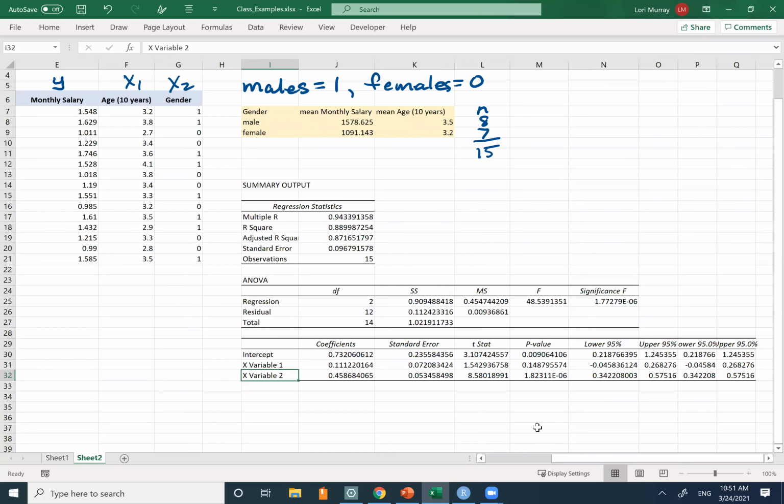Remember the scientific notation, right? Remember that e to the negative 6. That means multiply the number before it times 10 to the negative 6. Okay, so that's a clue. You're multiplying a number times 10 to the negative 6.